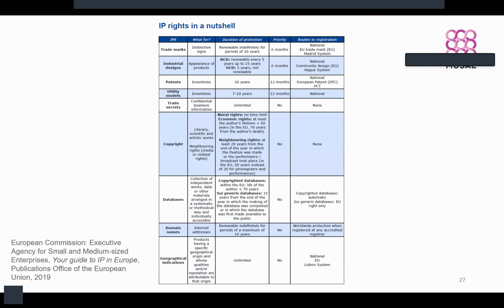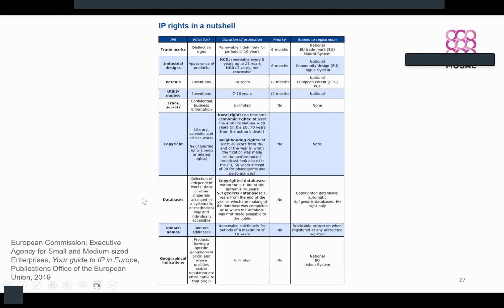This is what we have already seen. So the intellectual property right. What is the general kind of thing you want to protect? What is the duration of the protection? What is a priority? And I will explain again in a few minutes. And which are the routes to registration? I have shown you trademark, industrial design, patent, utility model, trade secret and copyright.